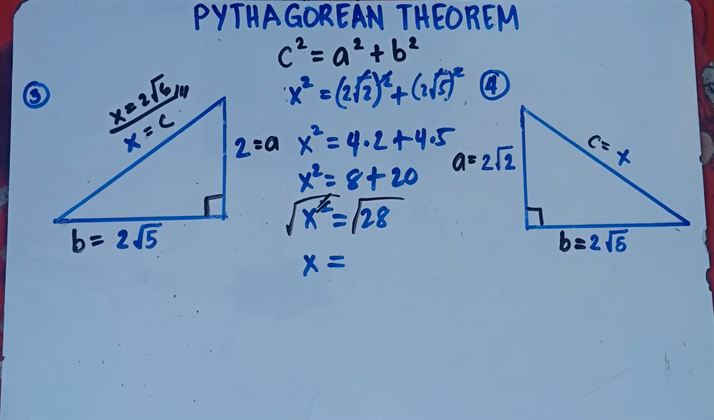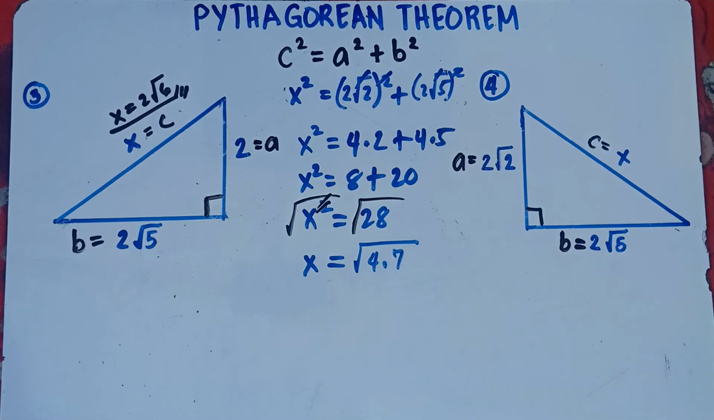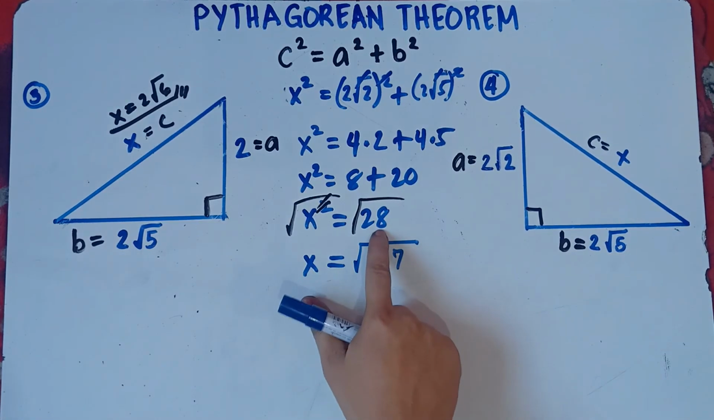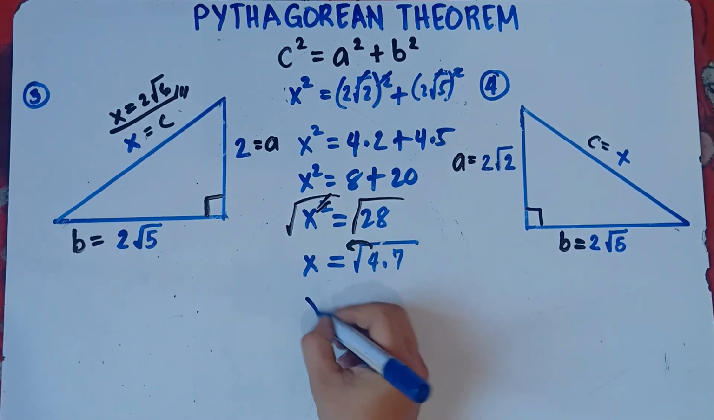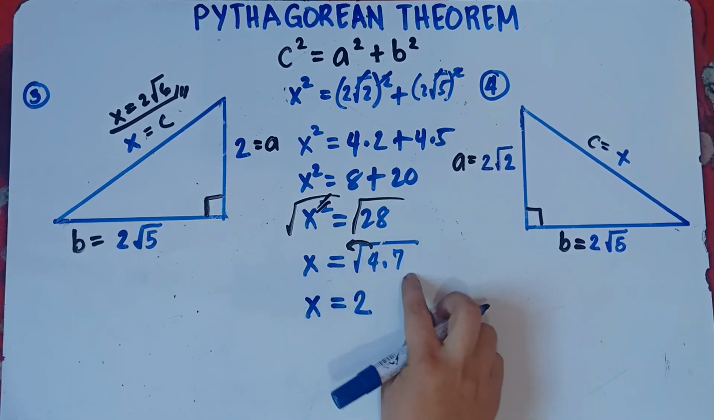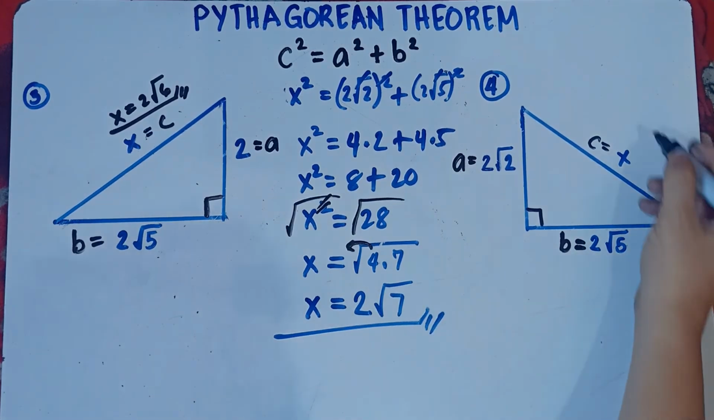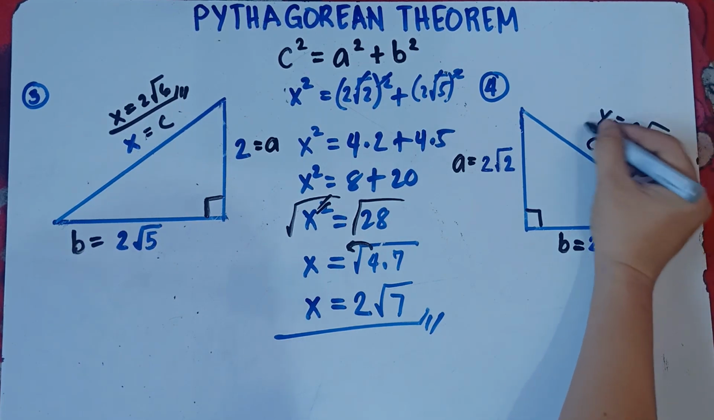But we can simplify square root of 28. You find two numbers. One number is a perfect square, the other is not. We can simplify this one by 4 times 7, right? 4 is a perfect square, then 7 is not. When you multiply, you will get 28. So the square root of 4, that is 2, you put it outside. So this will be x equals square root of 4, that is 2. Put it outside the radical symbol, then copy square root of 7. That's it, class. That's the value of c, or x. So x equals 2 square root of 7.